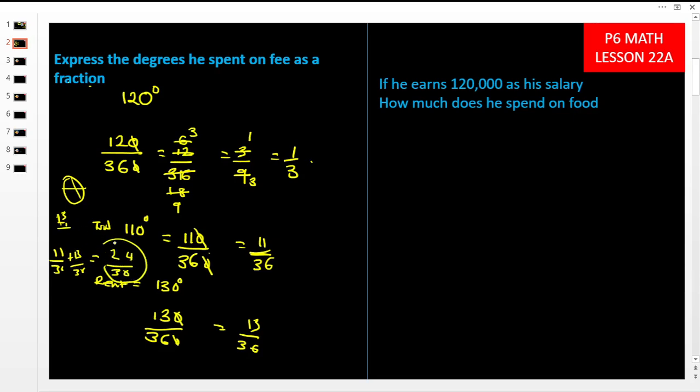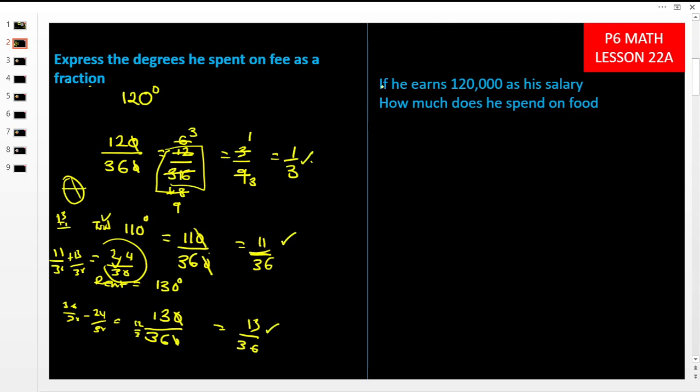So now on food and rent, meaning that on fees it will be 36 out of 36 minus 24 out of 36, which is 12 out of 36. It can be reduced to the simplest term because it had common divisors. So this is the fraction, this is the fraction, and this one is the fraction there.